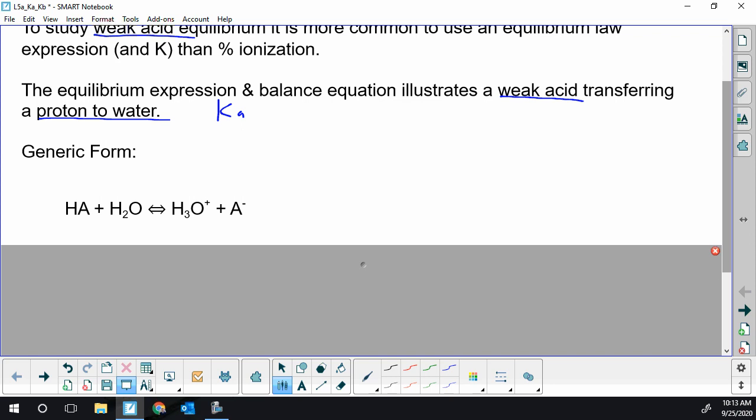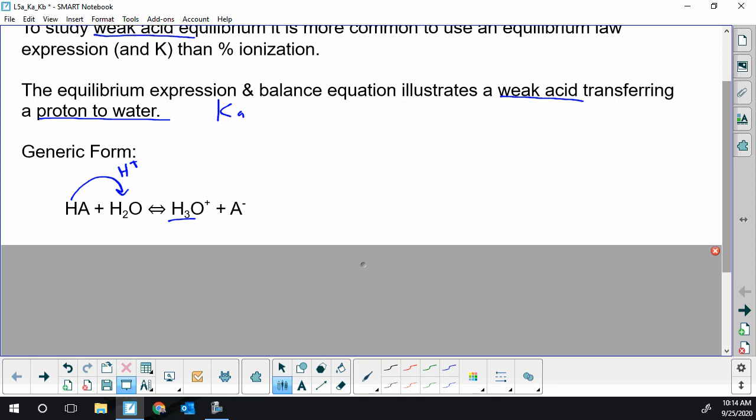HA is meant to represent whatever acid we have, a weak acid. It has to be transferring that proton to water as our Bronsted-Lowry base. We're always going to get hydronium as the conjugate of water. And then we get whatever's left over from the acid, which I'm summarizing as A-, which is typically an anion, which is one reason I use the letter A. It doesn't have to be negative, and most of the time it's a negative ion.